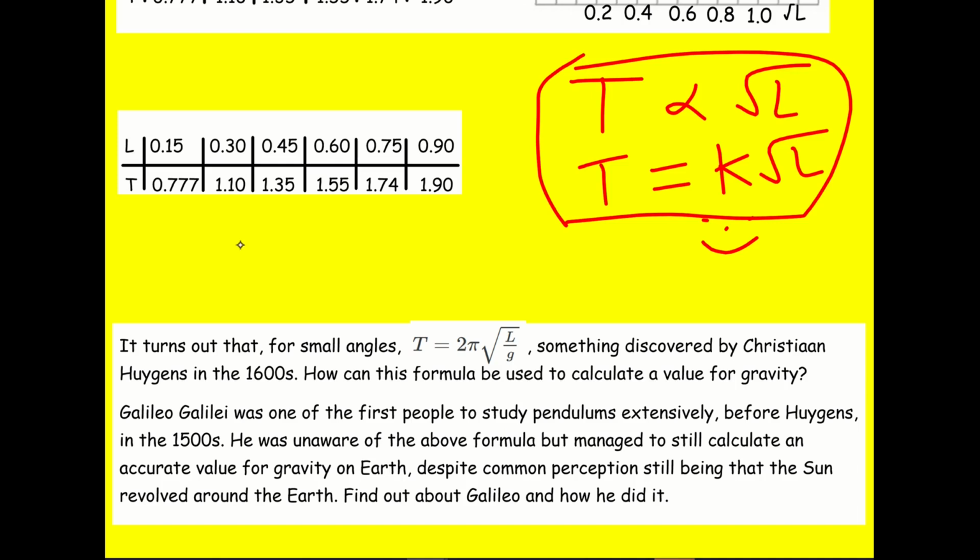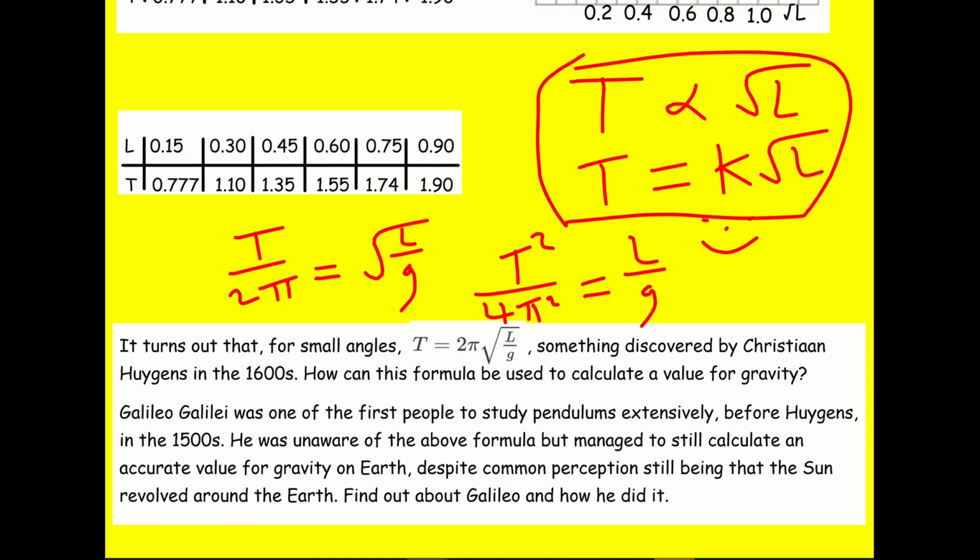Right, so what we could do is rearrange it. T over 2 pi is going to equal root L over g. We could then square both sides. T squared over 4 pi squared, I've squared the t, the 2, and the pi, and that's going to equal L over g. I could now rearrange this. I'm running out of space, so I'm going to come over here. I could write g t squared over 4 pi squared is equal to L.